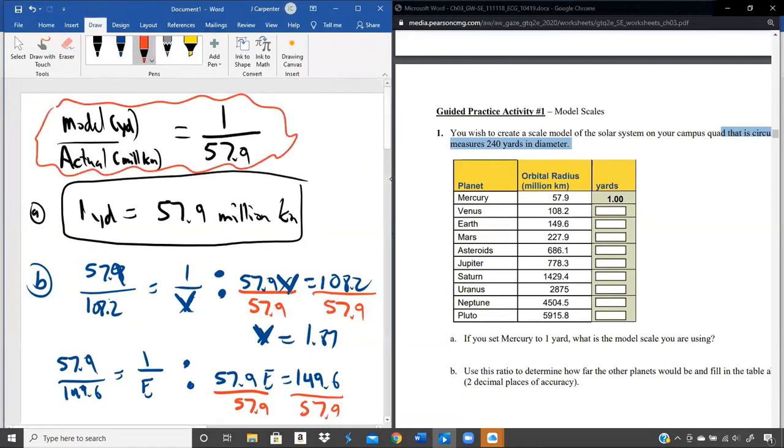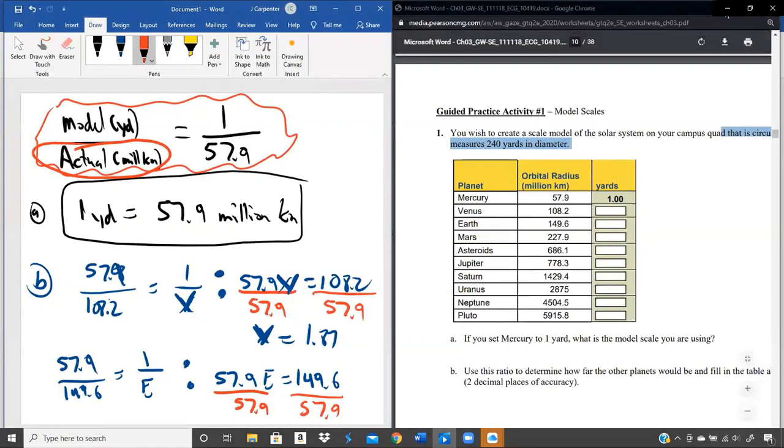So when we wanted to do Venus, we could have just replaced this with the 108.2. When I wanted to do Earth, I could have just replaced this with the 149.6. When you want to do Neptune, you can just replace the actual with 4509. So I did this as a proportion table, but you can still do this as this scale equation. You can also do it as the y equals kx setup, but it's not as simple as you might think, so I'm not going to talk about it for this particular problem.